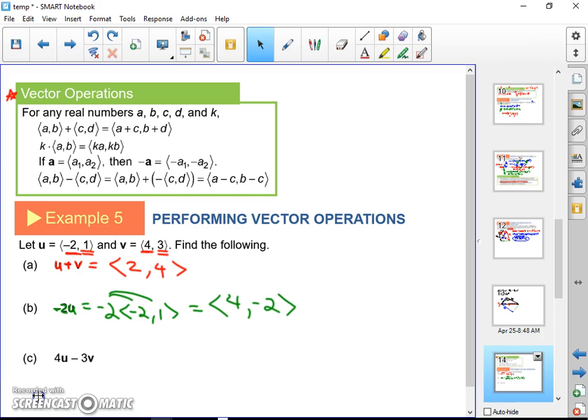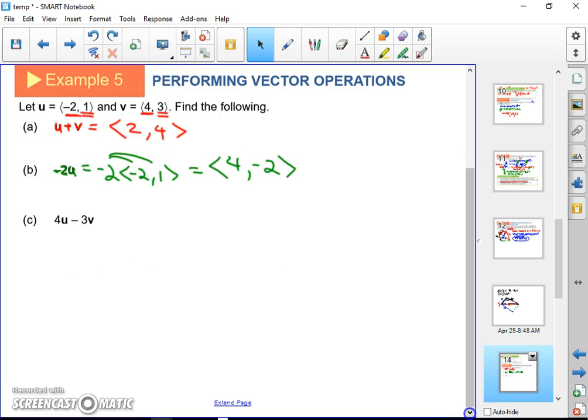Now the last one here is a little bit harder. Sometimes people mess that one up. It's got 2 steps to it, so make sure you do 2 steps. We've got 4u, and so do that in your head. Take that u and multiply it by 4. So 4 times that u is going to be negative 8, 4.